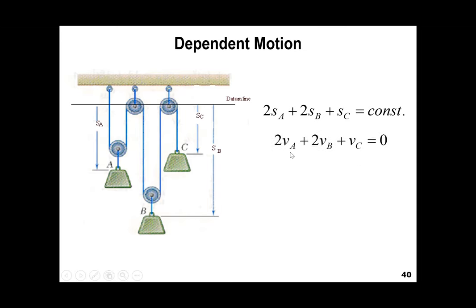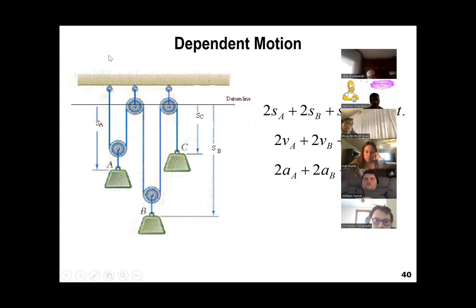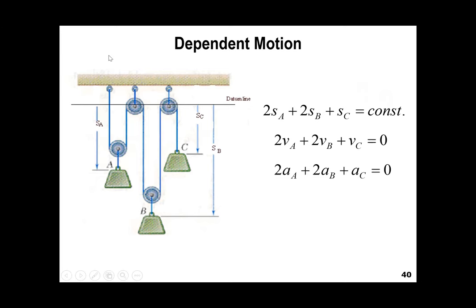Time derivatives: 2VA, 2VB, plus VC, equals 0; 2AA, 2AB, AC, equals 0. You may realize that here, we need two of them to find the third one, right? For example, A could go down, C could go down, and if these two go down, positive, positive, this has to be negative. Or for example, A goes up, B goes down, depending on how they change, C may go up or down, right? This is what dependent motion means.